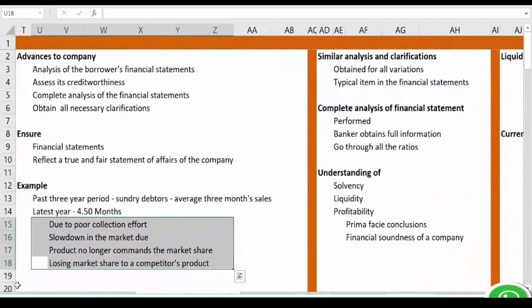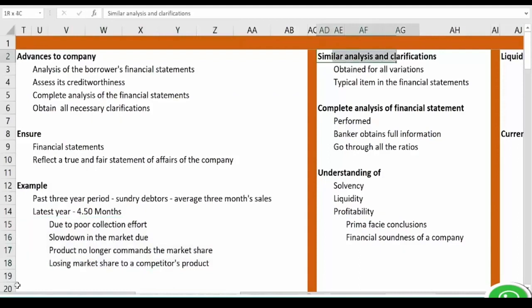Okay, so not only for this, similar analysis and clarification should be obtained for all variations. Wherever typical items are noticed, clarification should be obtained for all those items. That's why we say complete analysis of financial statements should be performed. Bankers should get full information, and when they go through all the ratios, automatically they get enough hints and cues so that they can obtain full information and take a better decision.